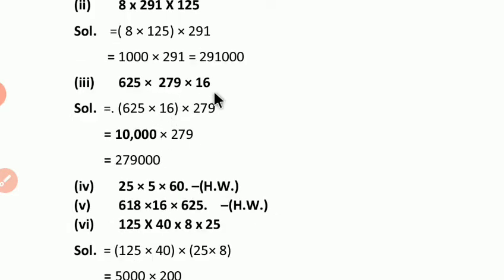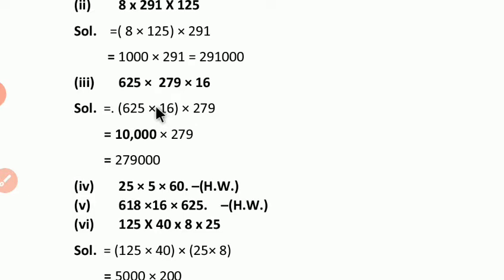625 into 279 into 16. You can see here 5 and 9 is given. If you multiply 9 by 5, 9 5s are 45, it means you will get 5 in the last. So no need to multiply these 2 numbers. Again we can see 9 and 6, 9 6s are 54. You can see if you multiply these 2 numbers, then also you will not get 0. Now let's see the last, 625 into 16. So 625 into 16 into 279.